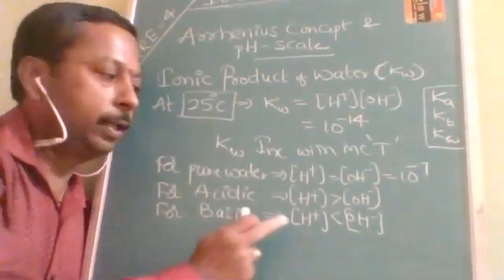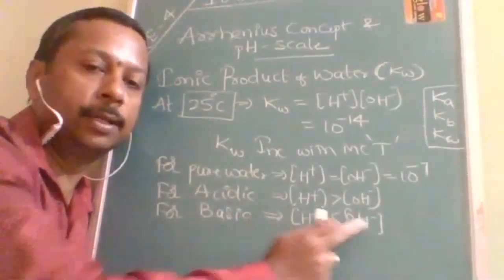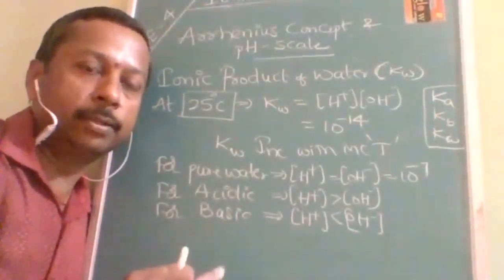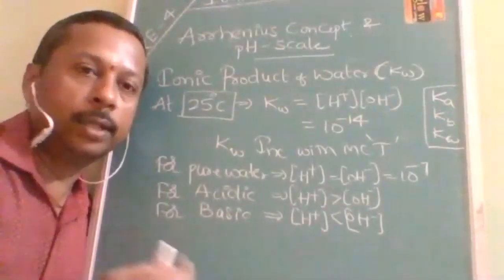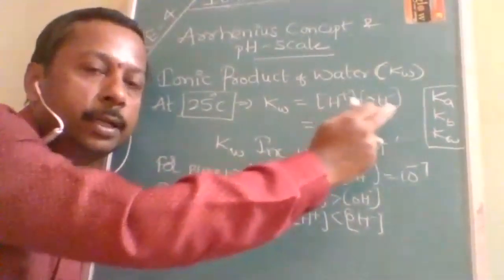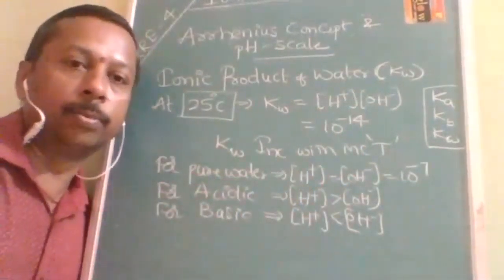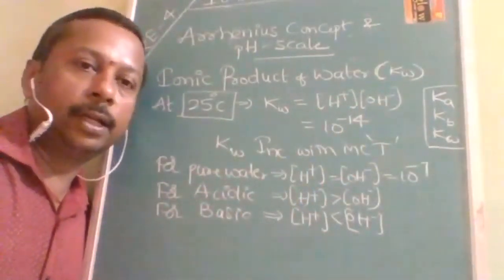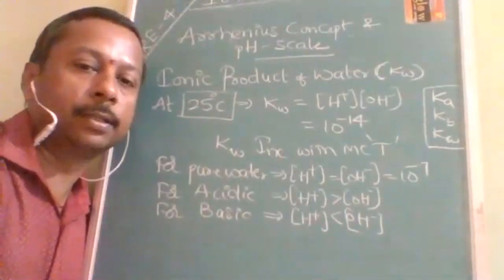Okay. So same way, H plus is less than OH minus when base is added. Base added means you are adding OH minus. So OH minus increases 10 times, H plus will decrease 10 times, the decrease and increase will compensate and will give you 10 to the power of minus 14 at 25 degrees Celsius. Okay.